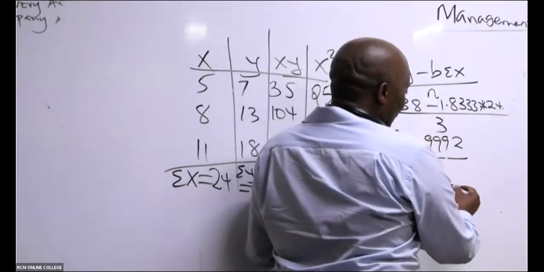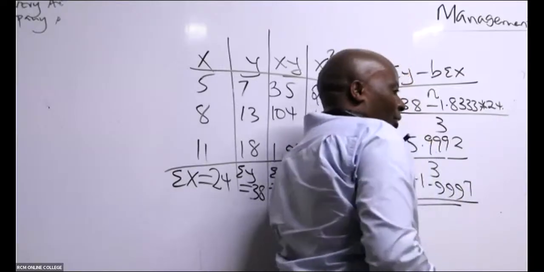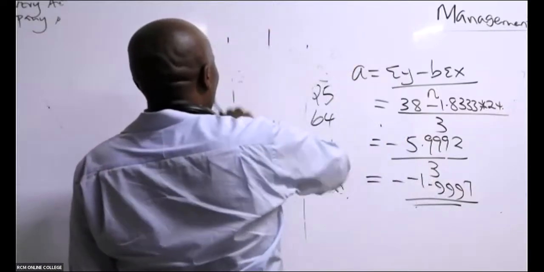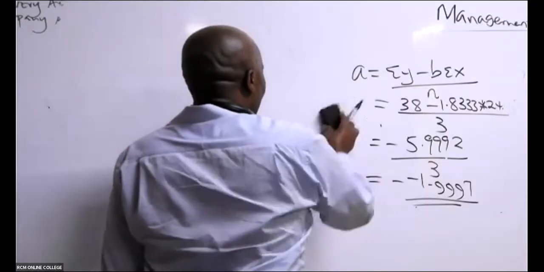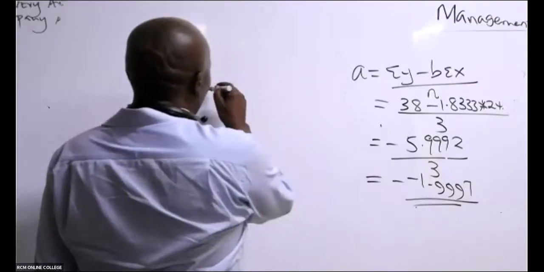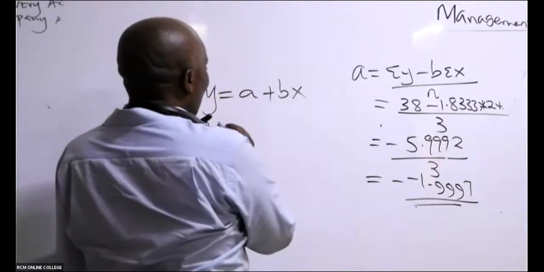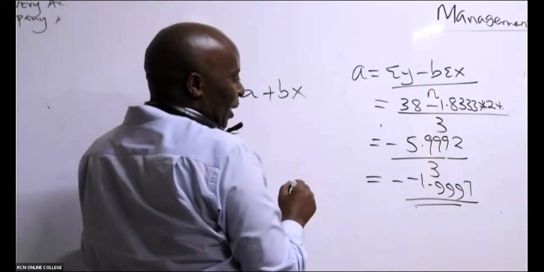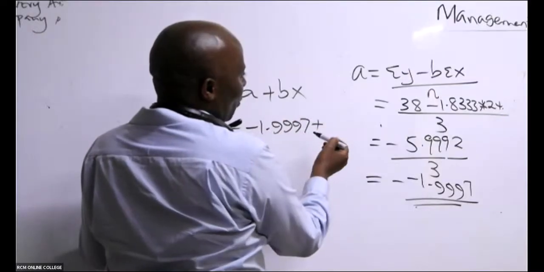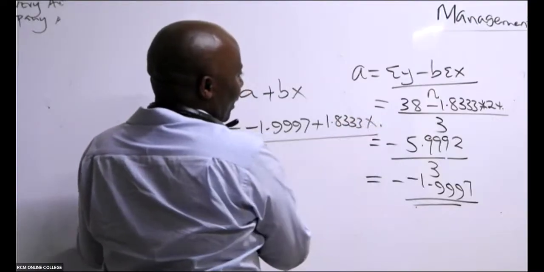Negative 1.9997. Thank you so much. So that is it. Once you write it like that, you've been able to get the values of A and B, then we'll be able to come here, ladies and gentlemen, and write the equation for us. You'll be able to say y equals A plus Bx. Now you have the value of A and the value of B. So A is negative 1.9997 plus B, which was what here, somebody? 1.8333 times X.